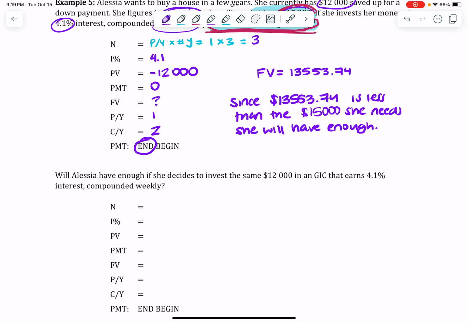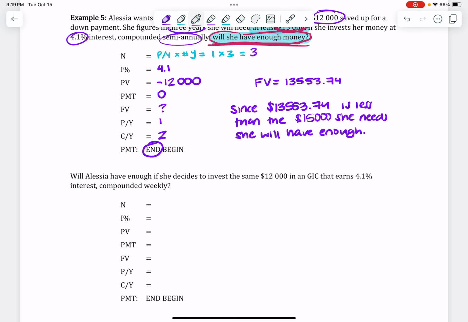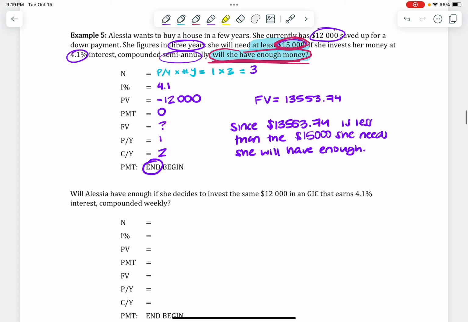So notice that between the 2 questions here, there's actually not much that changes. Between the question at the top, the original example, and this question here, we have that same $12,000. We have that same interest rate. It doesn't explicitly say in part B that it's still the 3 years, but it doesn't say that it's different. So we're still maintaining that 3 years. The thing that's changing here is our compounding period. So before it was semi-annually, now it's weekly.